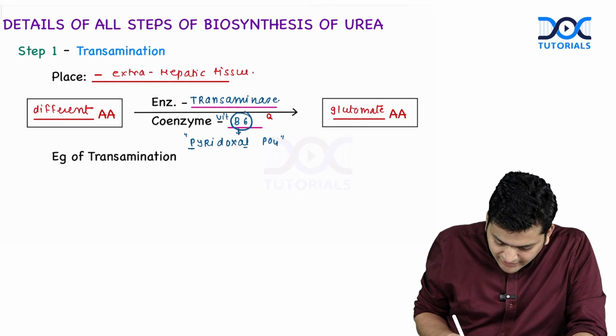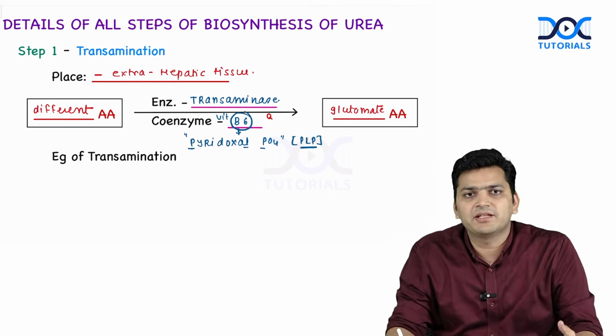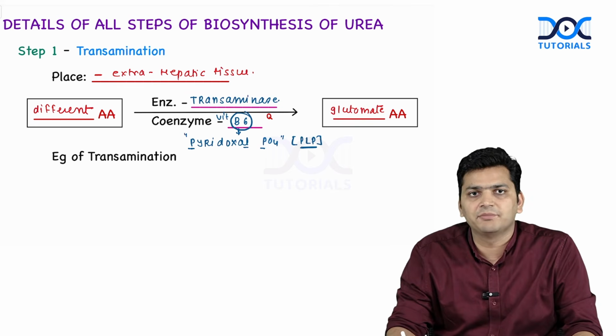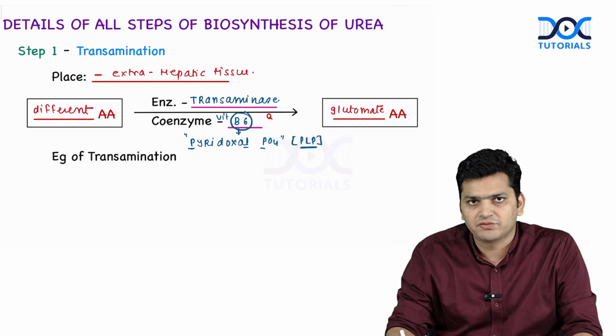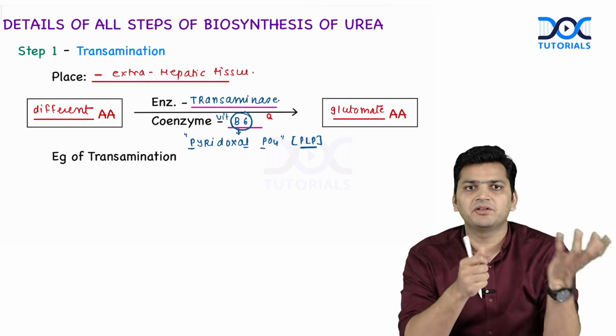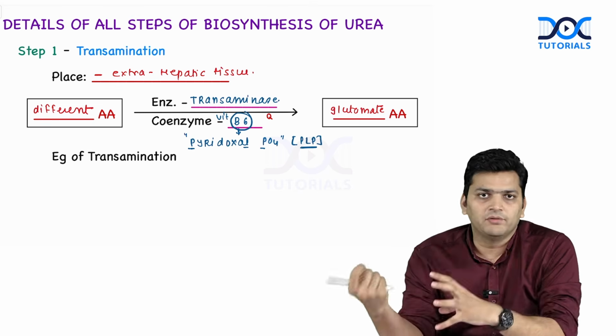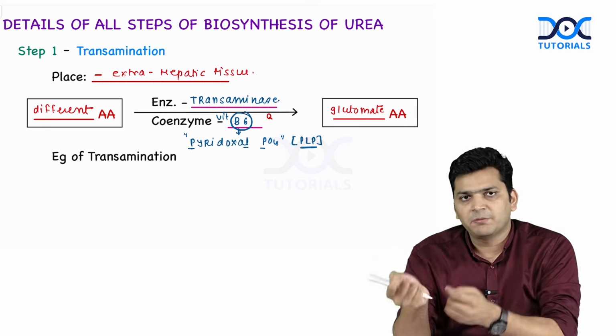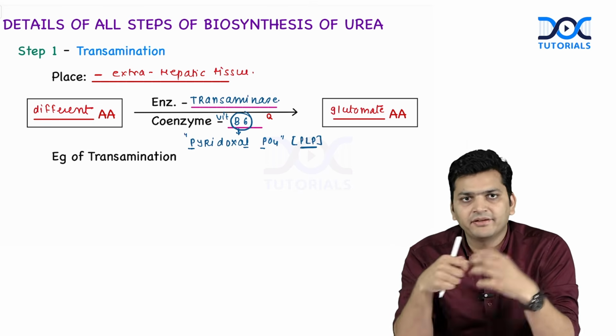In short, we will write pyridoxal phosphate as PLP. So this is also itself an MCQ: what is the coenzyme for transamination? It is PLP, pyridoxal phosphate. So transamination is an easy process, where different amino acids are converted into glutamate. You will convert alanine into glutamate, aspartate into glutamate, glycine into glutamate.